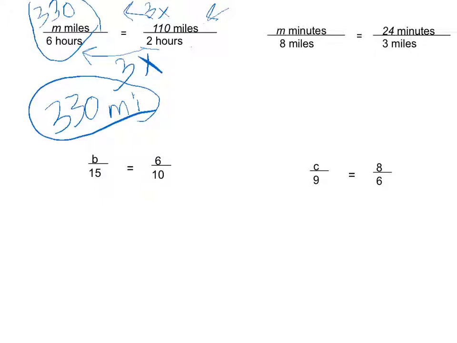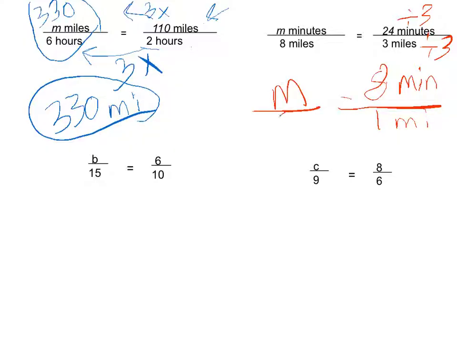I can reduce that and use the unit rate method. So if I reduce 24 minutes and divide it by 3, I get 8 minutes. And then if I divide this by 3, I get 1. 8 minutes and 1 mile. Well, now I'll bring my other side down, m over 8.